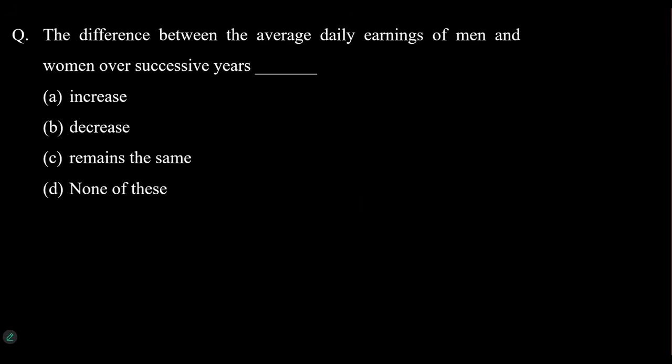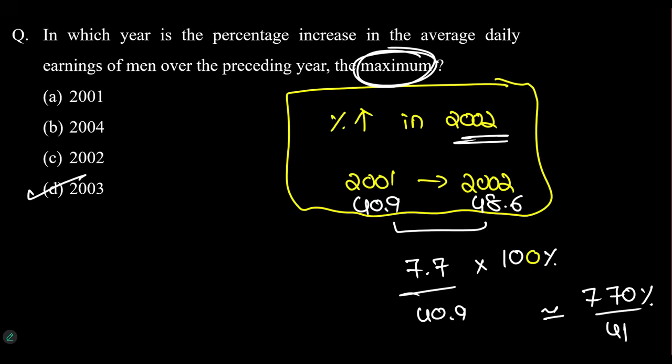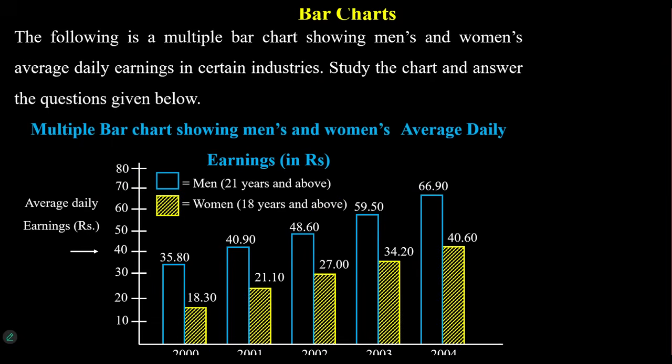Now, the difference between the average daily earnings of men and women over successive years: is it increasing, decreasing, remains the same, or none? They are asking the difference between men and women. Now, I am removing all this. Is it increasing, is it decreasing, or is it same? In 2000, what is the difference? Here and here, the difference is 17.5.